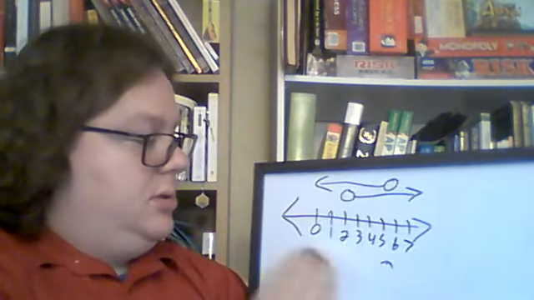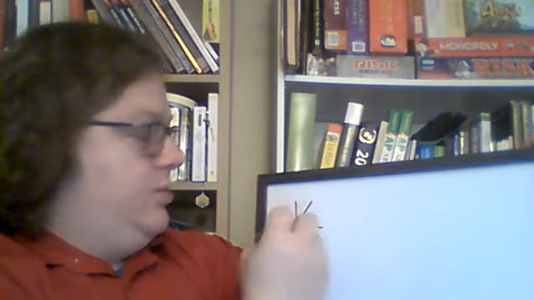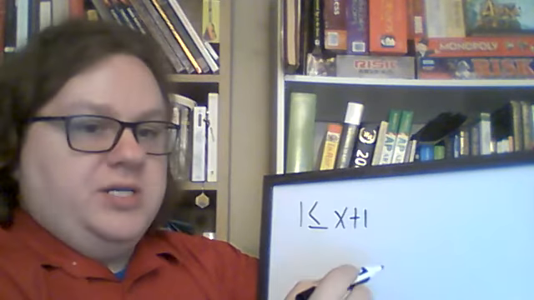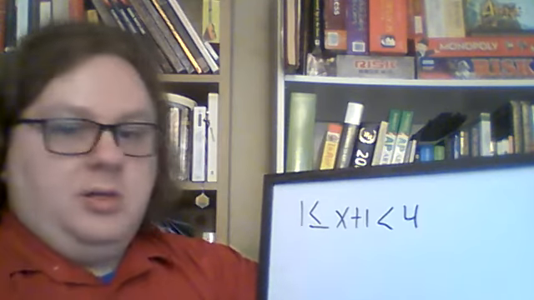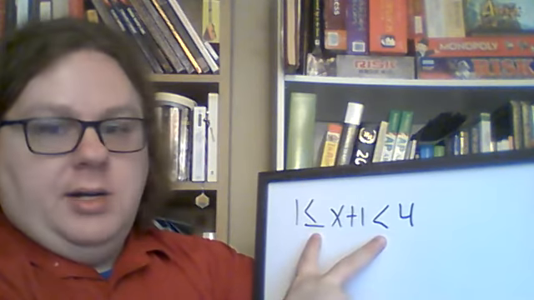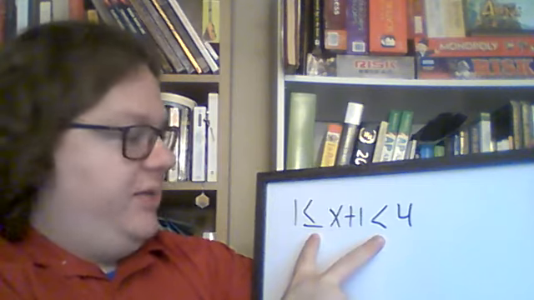So, what does that look like in terms of an actual problem? It looks like this. 1 is less than or equal to x plus 1, which is in turn less than 4. We've got two inequality signs to play with.